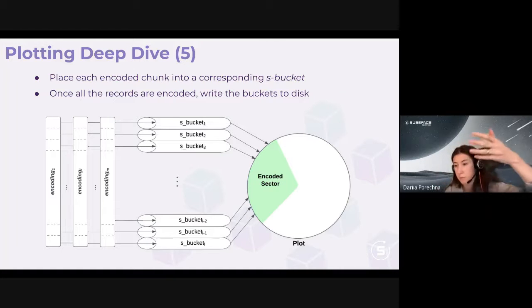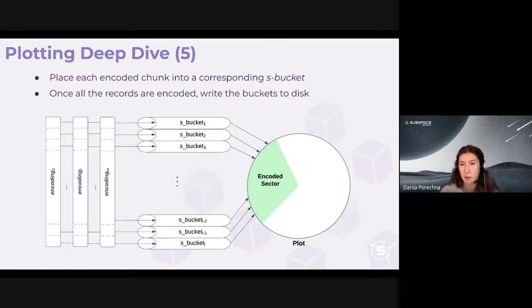That's why each bucket has chunks from all of the encodings from the records that we are storing in the sector, because it lets us show that the more records a farmer is actually storing, the more the chance of winning is. The S buckets are written to disk, and the plot is done. Well, the sector of their plot is done. And they can start participating in consensus, at least with this one sector. If they have space for more, they can always encode more, as much as they can. But at least this sector is done.